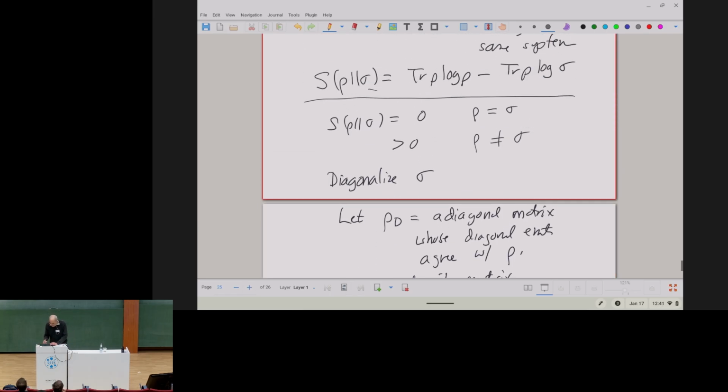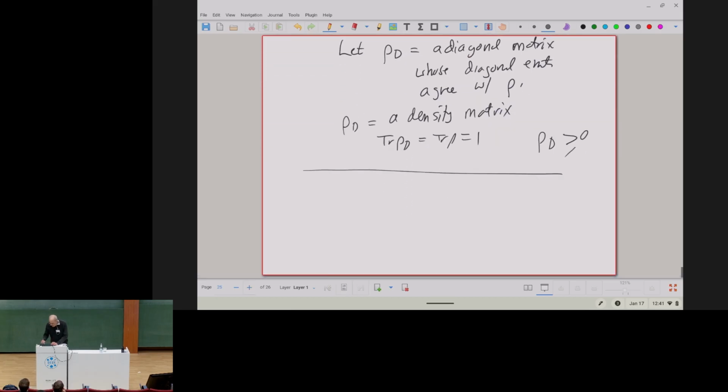So from this definition, you can write S of rho relative to sigma as the sum of two terms. One of them is S of rho d relative to sigma, and the other is S of rho d minus S of rho. And I'm going to show that both terms are non-negative, and therefore S of rho relative to sigma is non-negative. And the two proofs will make rather similar uses of convexity or concavity.